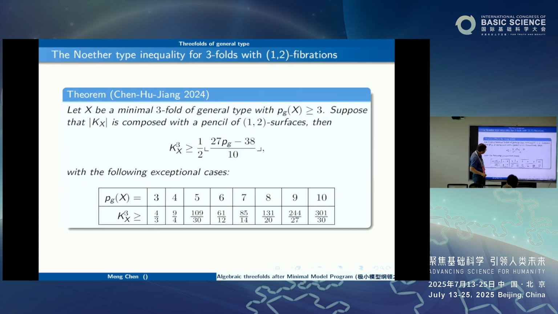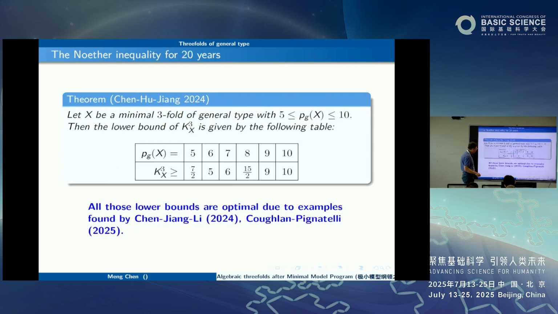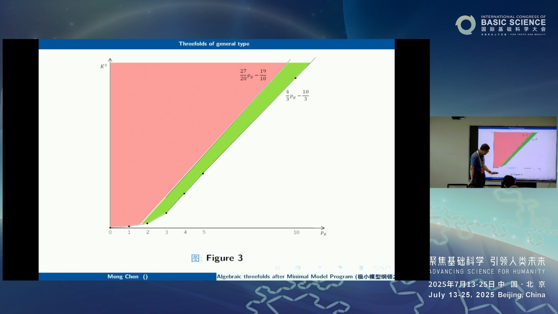And actually this inequality, the black color here, means actually three lines. That is because here we take the round up, so it depends on the residue of PG modulo 3, whether it's 0, 1, or 2. So there are 3 parallel lines here, the first, the second, and the third.